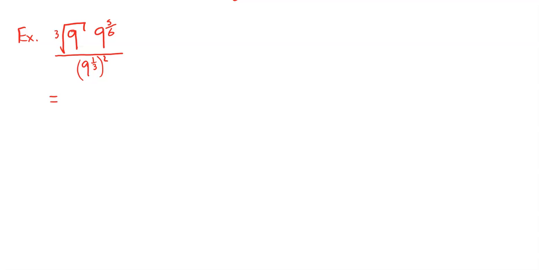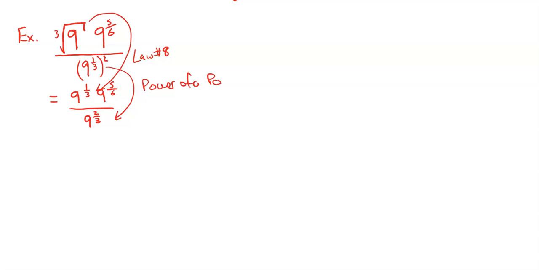So in this first one, we're going to write it out as an exponent. So this is 1/3 times 9 to the power of 5/6. Down here, this is the power of a power rule. This is 9 to the power of 2/3. I'm just going to take a moment to write these out. This is law number 8. The next one that we used, if you want to look back at your sheet, is the power of a power rule. So it actually has a name, power of a power rule. And this is law number 3.